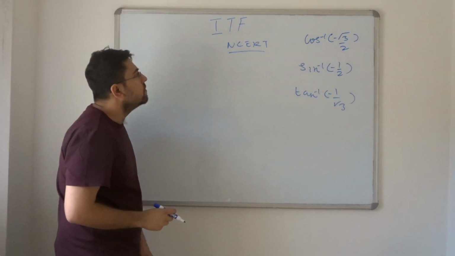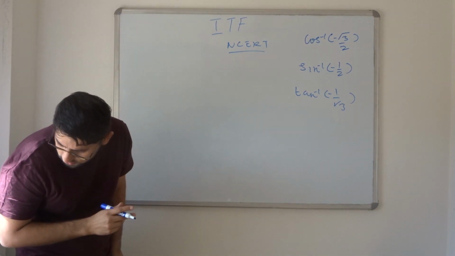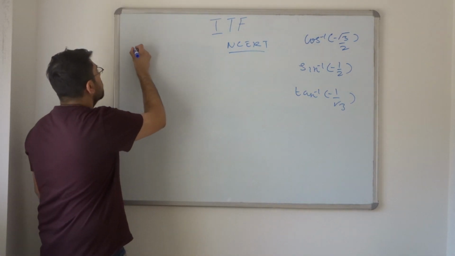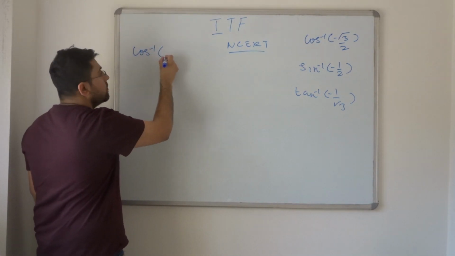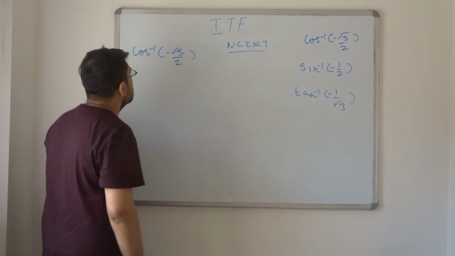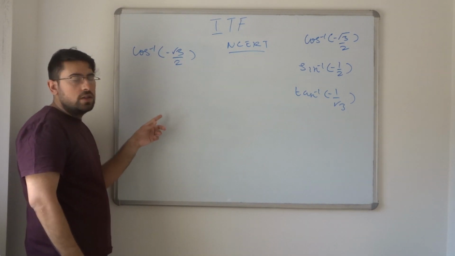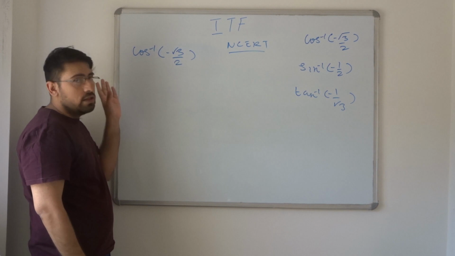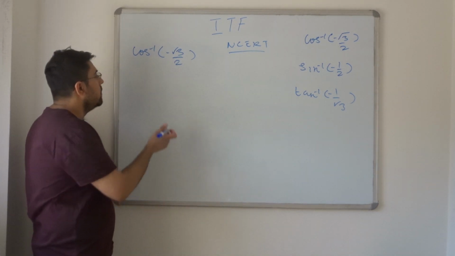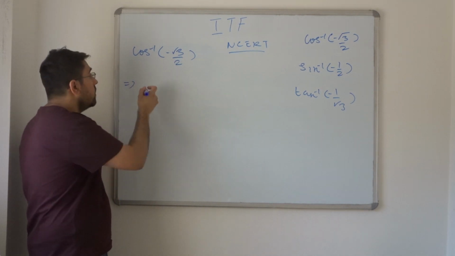Okay, wait, yes, I was just checking if that's cos or cosec. So now let's do this one. Negative root 3 upon 2. This is a very easy one. So now remember, guys, that we don't have to, okay, so now we have to worry about the negative. Now this question is a little tricky.